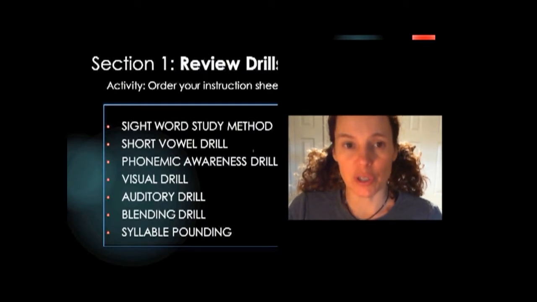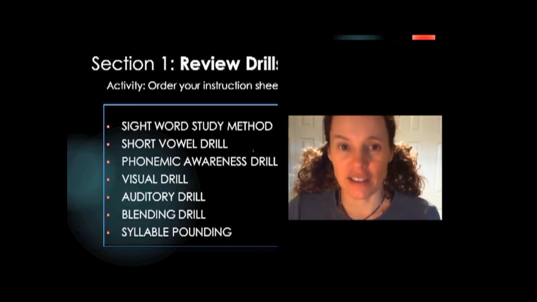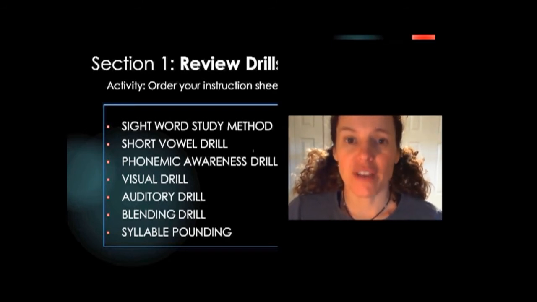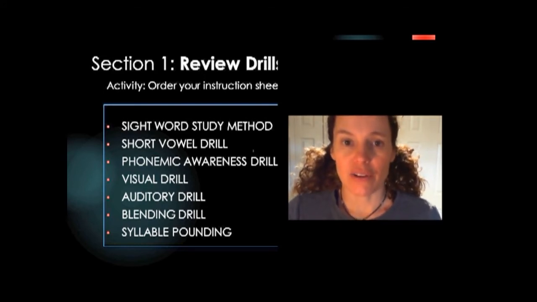Now we move on to syllable pounding. This is the last thing that we do in the review section of the lesson. Syllable pounding is all about helping the student to hear the larger words in parts. We'll choose some nice closed syllables such as fantastic, and we'll say the word fantastic in a natural way. And then we'll ask the student, how many syllables do you hear? And they're gonna pound it out.